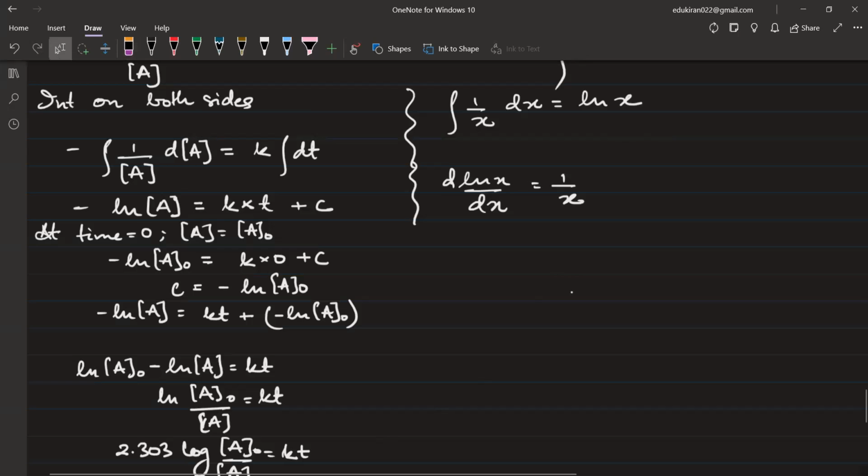Not ln x, log, meaning base 10, base e. That is what ln is. But the maths textbook is written log x, not ln x. Yes, okay, but ln means this, okay? ln a means log of a to the base e, okay?